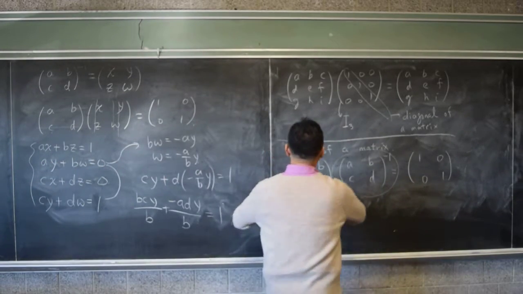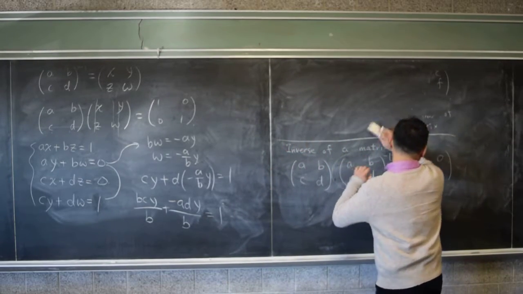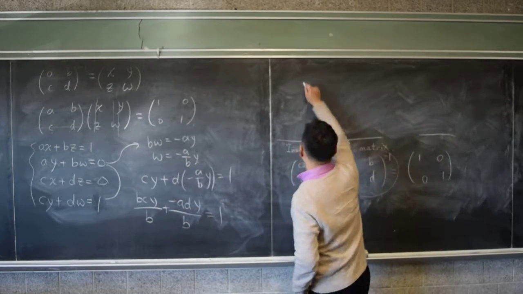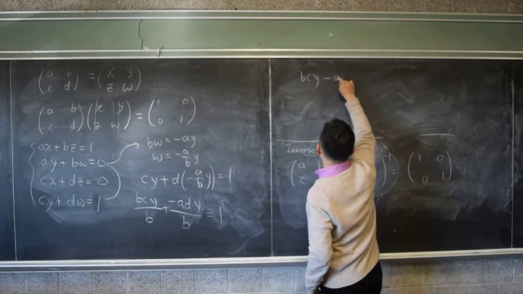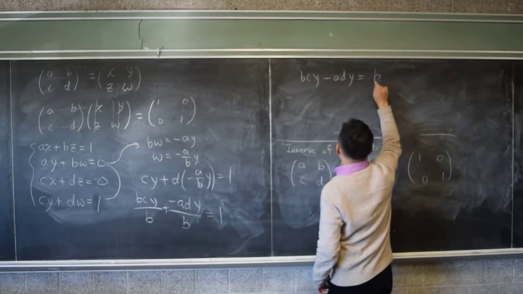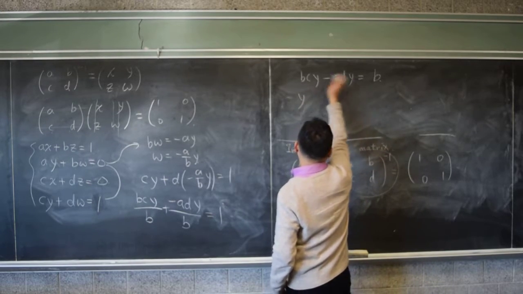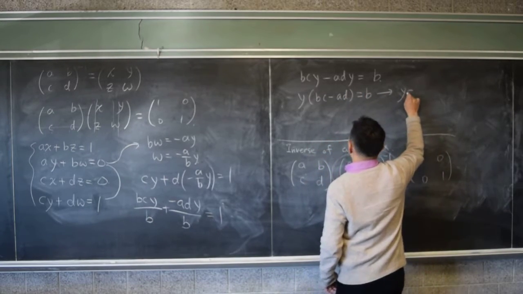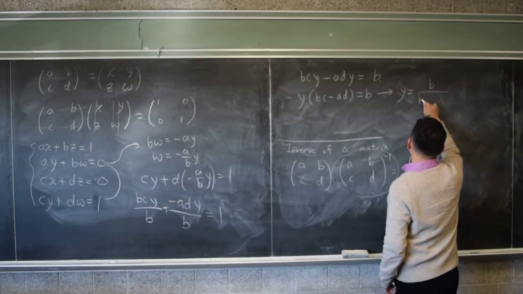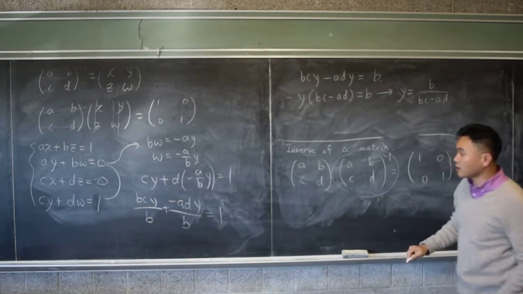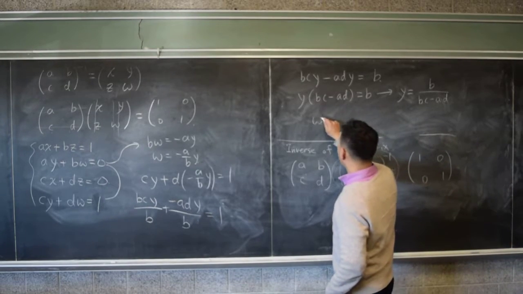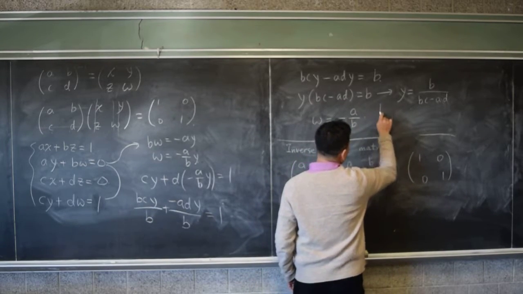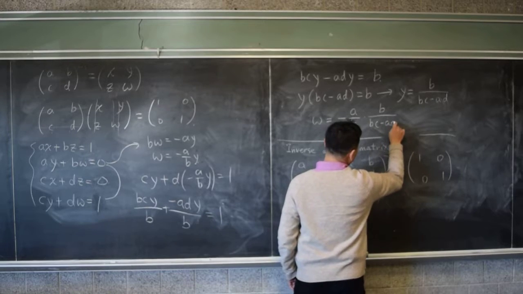And therefore, let's multiply by b. So I get b c y minus a d y equals b, and then if I factor the y out, it would be (b c minus a d) y equals b, giving you y equals b over b c minus a d. Okay. And then omega would be multiplying negative a over b times b over b c minus a d.